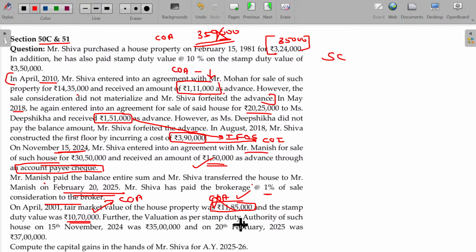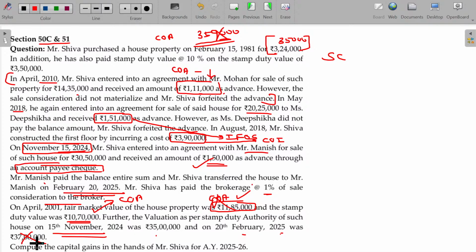Further, the valuation as per stamp duty authority of such house on 15th November, the date when the agreement is entered and part payment is made through account payee cheque, was 35 lakhs. And on February 20th, 2025 was 37 lakhs. So this is the second registration date, transfer. So registration date value is not a matter for me.